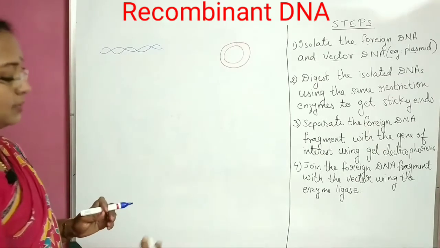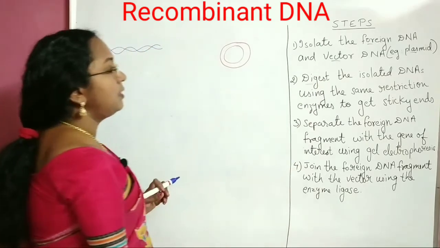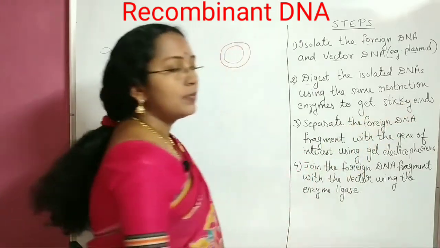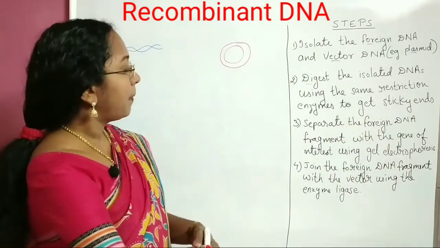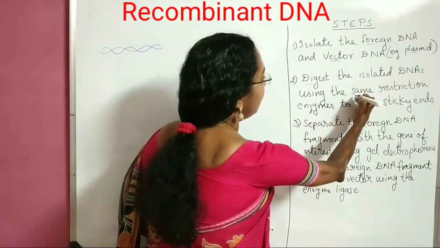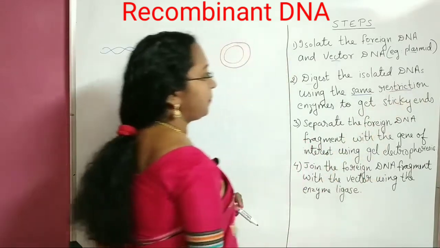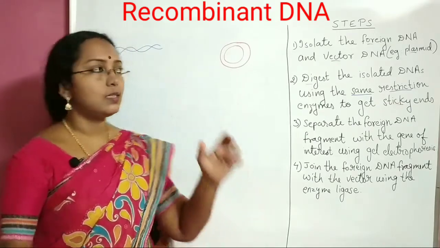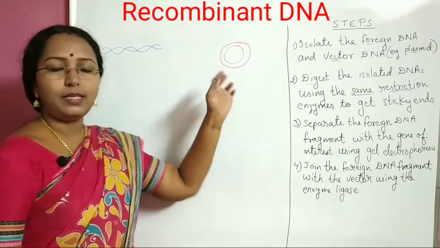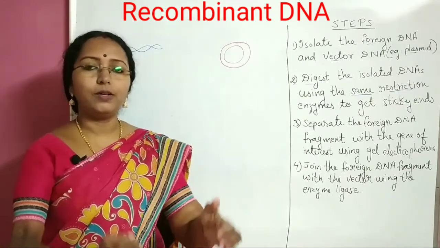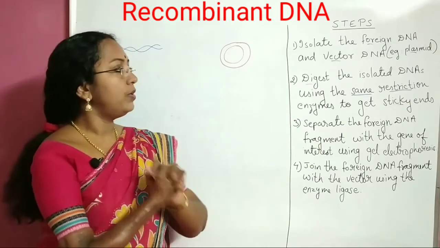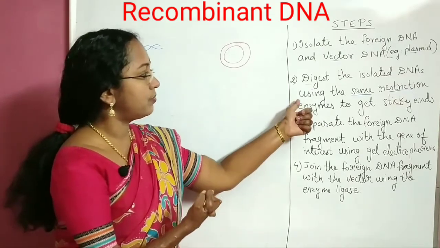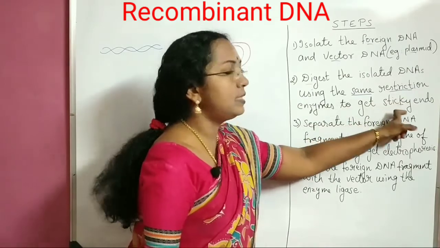Now next step, you can see here, digest the isolated DNAs using the same restriction enzyme to get sticky ends. Now here one has to pay attention. First important thing is you are using the same restriction enzyme. Often it is asked, why we are using the same restriction enzyme to digest the foreign DNA and the vector DNA. Digest means to cut, to cut the foreign DNA and to cut the vector DNA. Why are we using the same restriction enzyme? Answer is here itself. It is to get sticky ends.